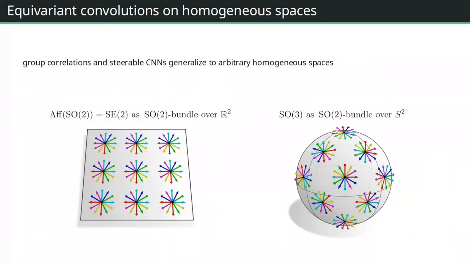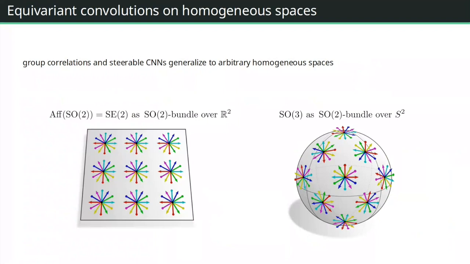I just want to give you an idea of how you can generalize that to general homogeneous spaces, which, if you remember, were spaces with a transitive group action. For instance, our Euclidean space is transitive under the action of SE2, which is an affine group with SO2 as a stabilizer subgroup, or SO3 can be thought of as an SO2 bundle over S2. And if you do a group convolution here, let's say for SE2, then this would just mean that you take your kernel and you slide it everywhere and you apply it in every rotation.